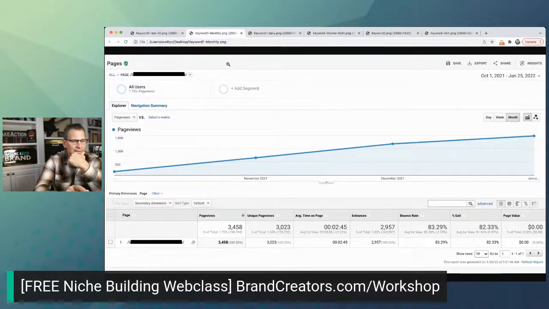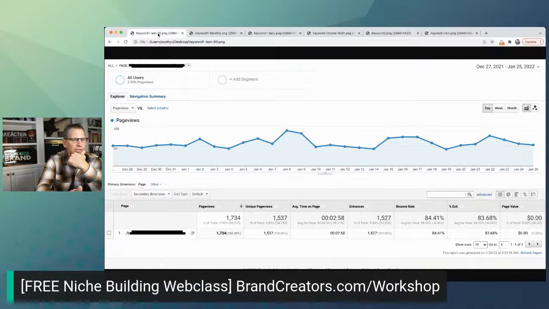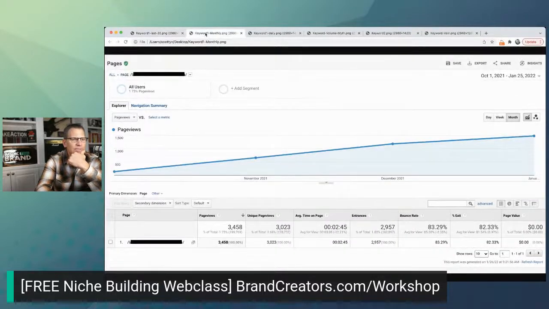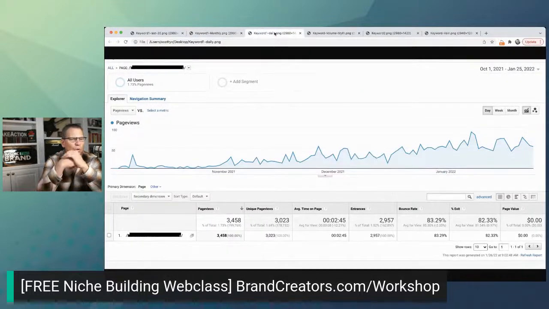But even looking at this period of time, like I said, 2 minutes and 45 seconds on the page is really, really good. So I love that number. And if I just look at the last 30, it's 2 minutes 58. So it's staying pretty consistent. It's actually a little bit better.